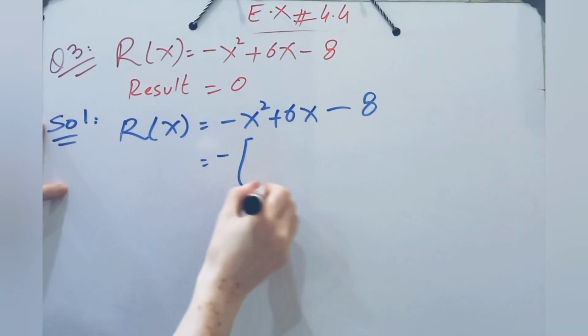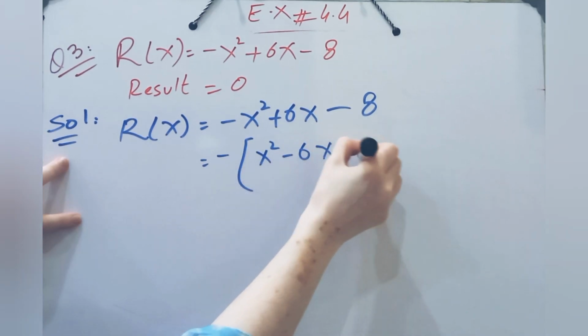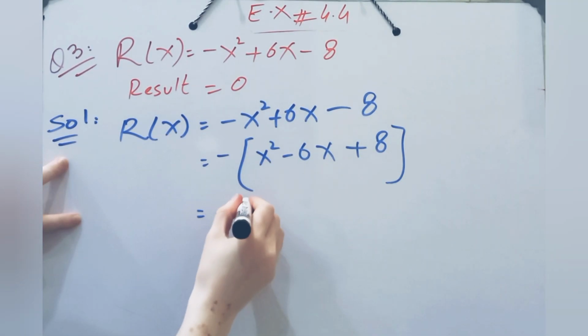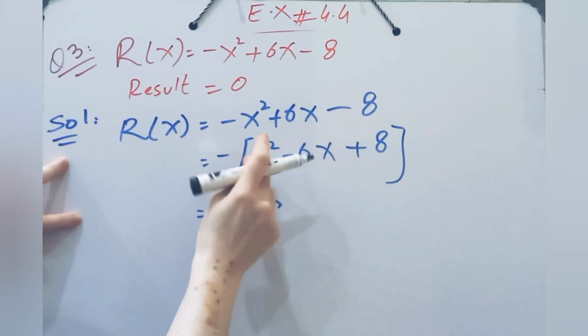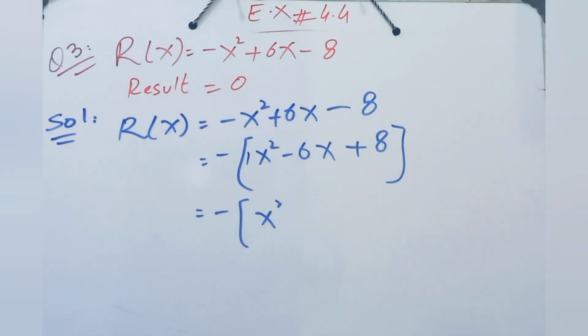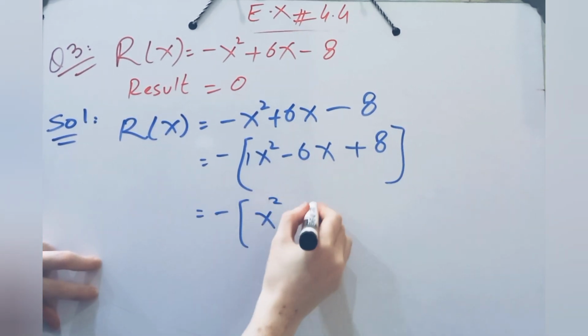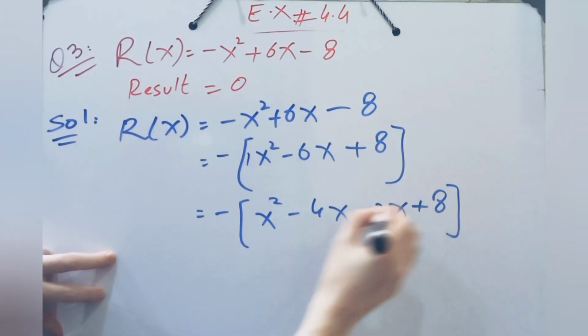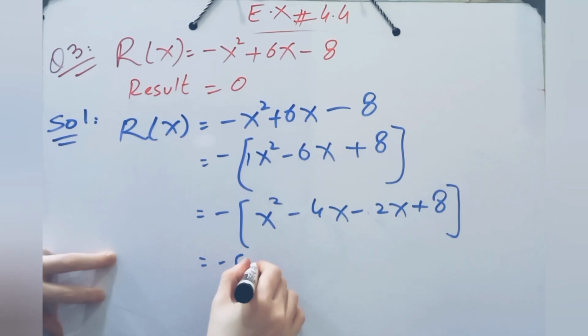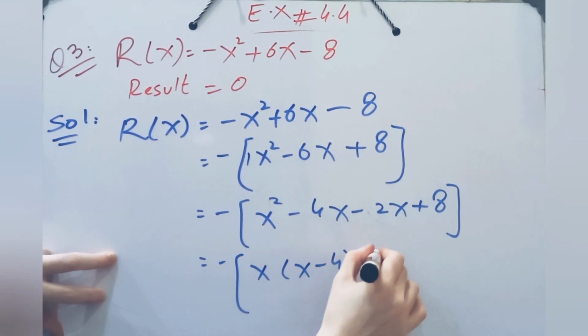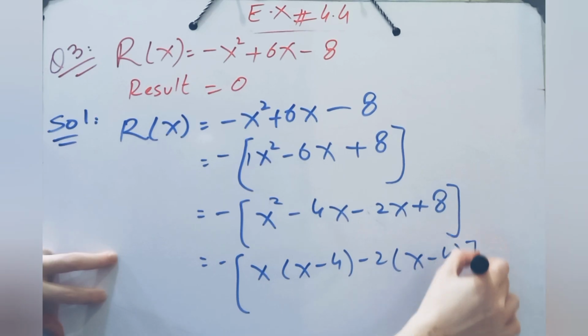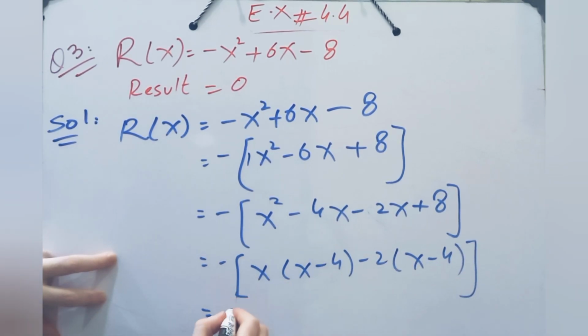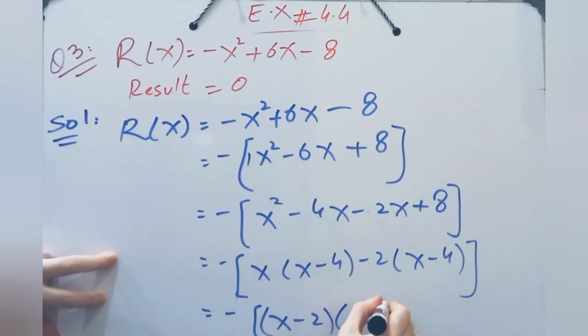First of all, we take a common minus: minus x square minus 6x plus 8. Okay, we make factors. 1 multiply 8 is 8, and 4 times 2 is 8, and 4 and 2 when added we get 6. So we write here minus 4x minus 2x plus 8. Now we take some other commons, x minus 4, 2x minus 4. Now the question is completed in the form of x minus 2 and x minus 4.